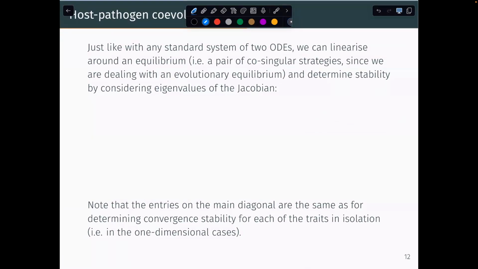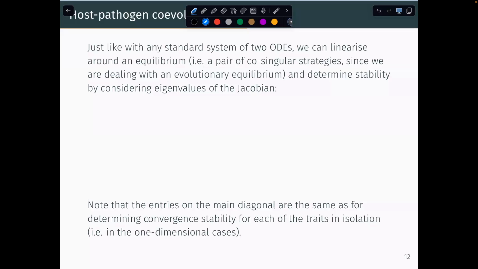So like I said, this is just a standard system of two ODEs, right? Or it's a little bit more complicated than what you'd meet ordinarily, but we can do similar things. We can essentially linearize around our equilibrium. Our equilibrium here is our pair of co-singular strategies. So we're talking about an evolutionary equilibrium rather than an ecological equilibrium, okay? We can linearize around that and determine whether a small perturbation away from that set of co-singular strategies, our evolutionary equilibrium, is going to grow or decay, just as we do when we do linear stability analysis, okay?